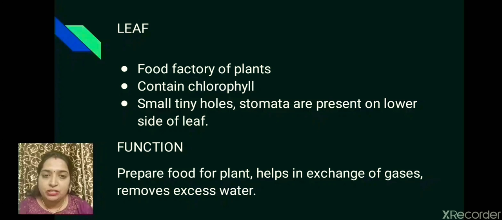In the same way, children, plants also have a particular part which prepares the food. And what is that part? That part is leaf. So in plants, food is prepared in the leaf part of the plant. That's why we call leaf the kitchen of the plant. Also we can call leaf the food factory of the plant. Why? Because all the food is prepared in leaves and it is distributed to different parts of a plant.